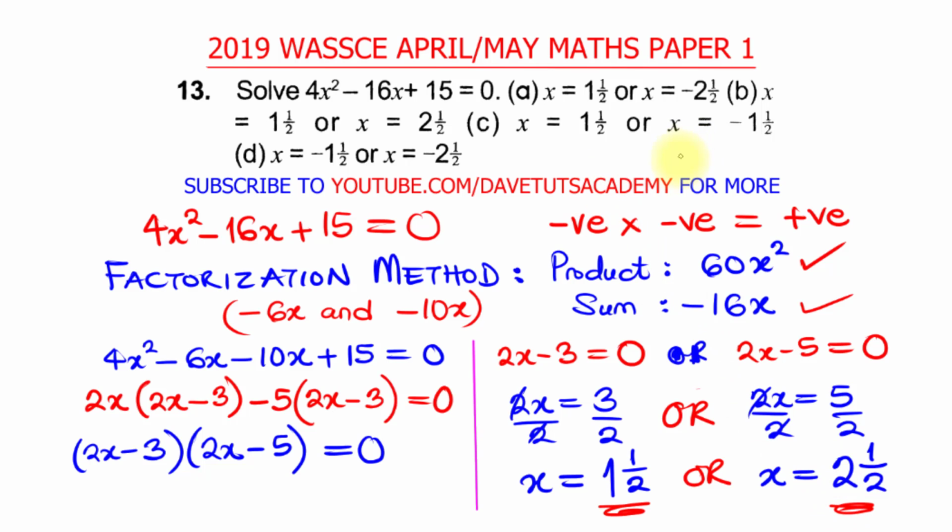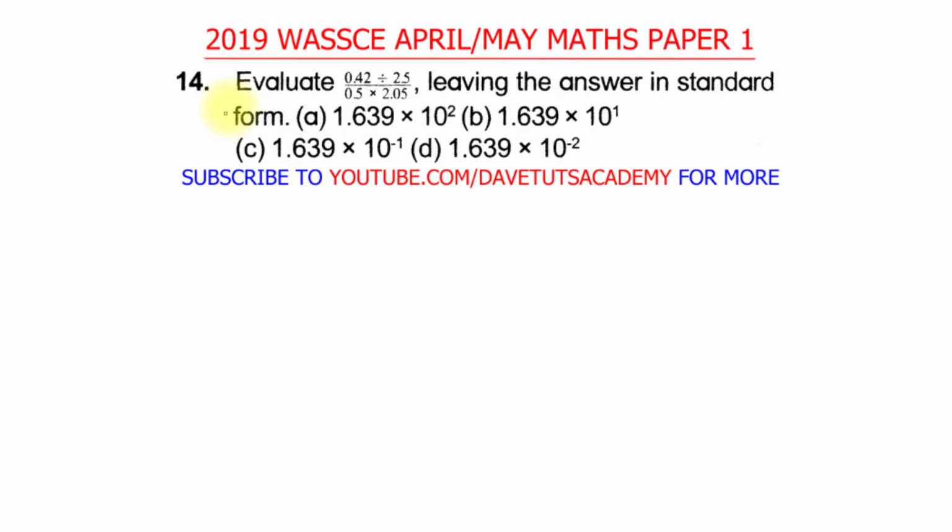And if I look at the options, you can see option B here is saying 1 whole number 1 over 2, or 2 whole number 1 over 2 is the solution to this question. All right, in this question we are to evaluate 0.42 divided by 2.5, all divided by 0.5 times 2.05.